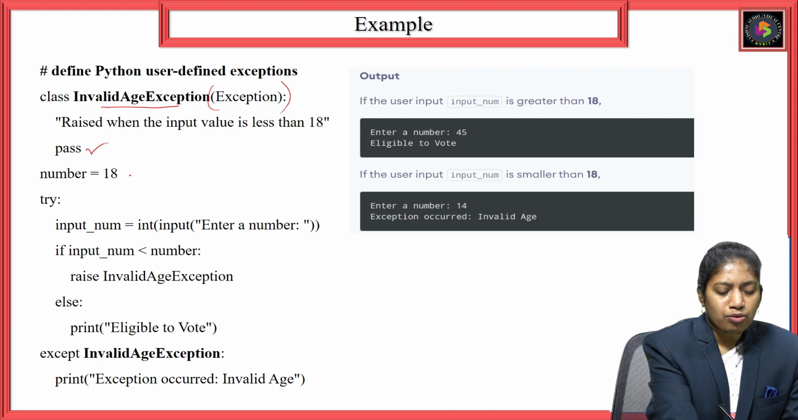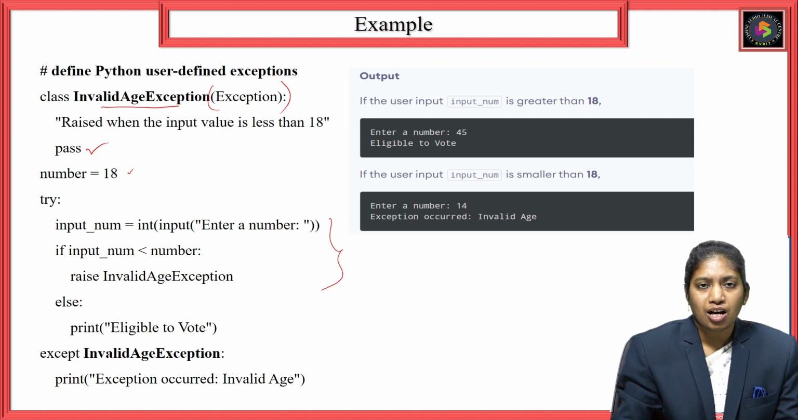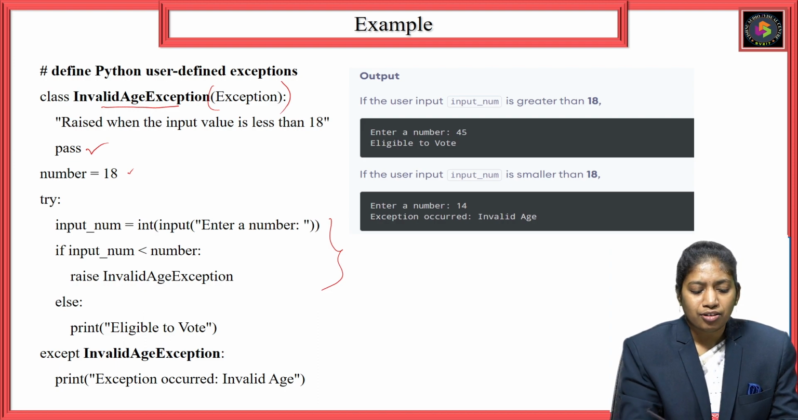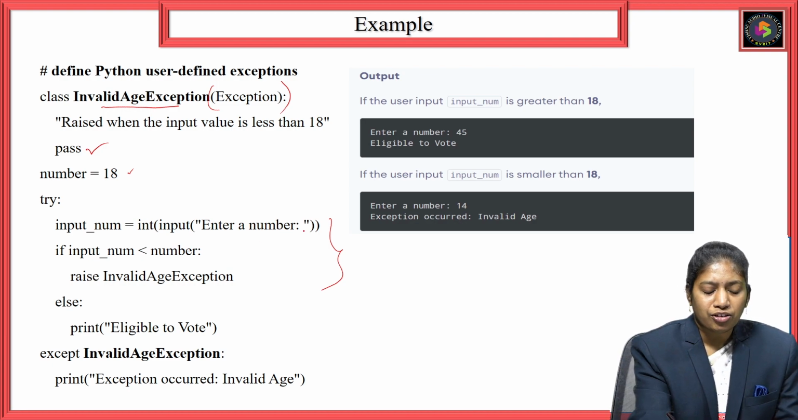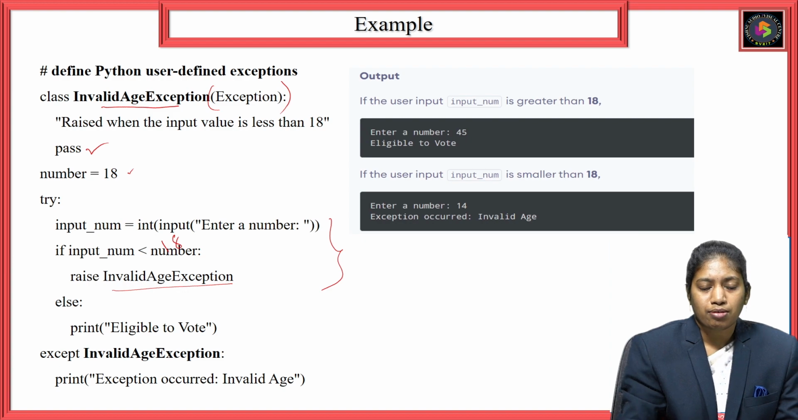So now number is equal to 18 I have taken. The risky code I am writing in a try block, where I may get an error if the entered number is not greater than 18. If it is less than 18, I may get a chance of raising an error. That code I have written in a try block. So through keyboard I am entering the input value of entered number. If the user entered number is less than the given number, here the number is 18, it has to raise invalid age exception.